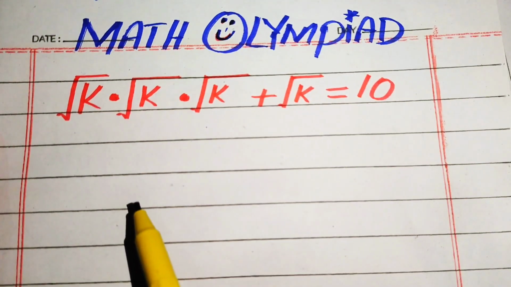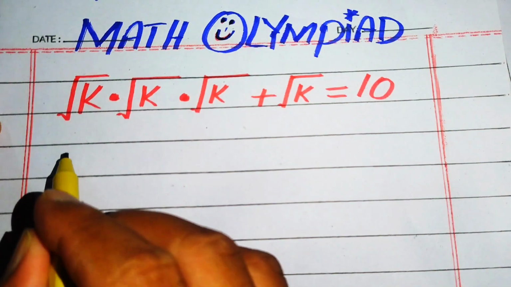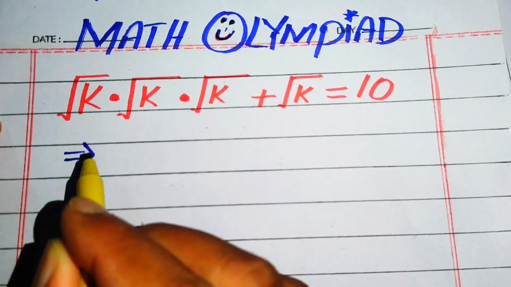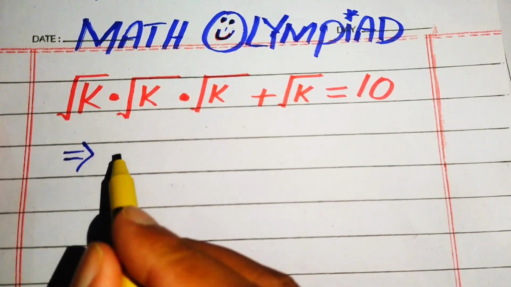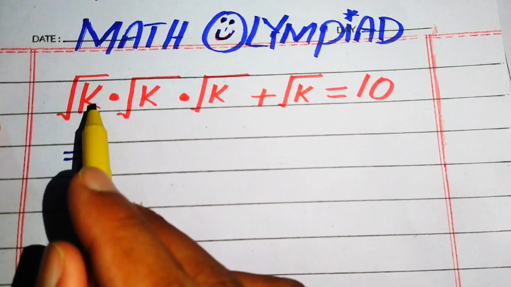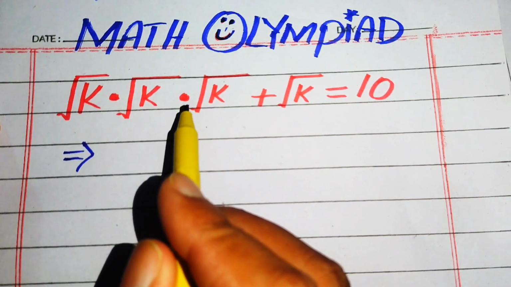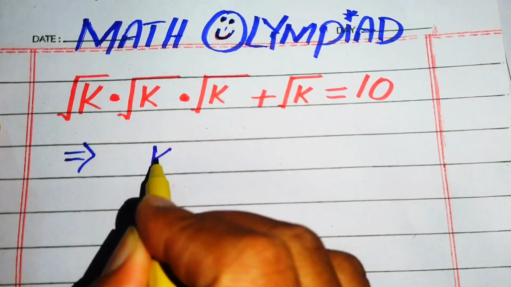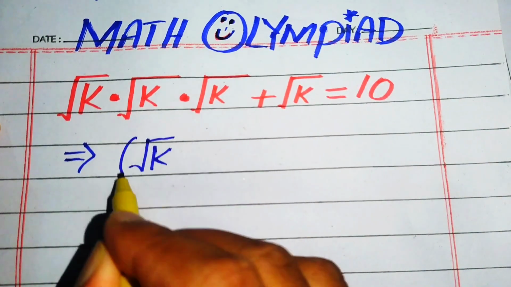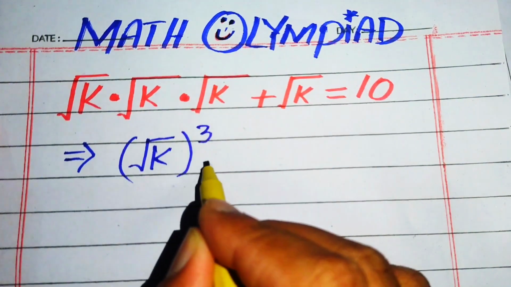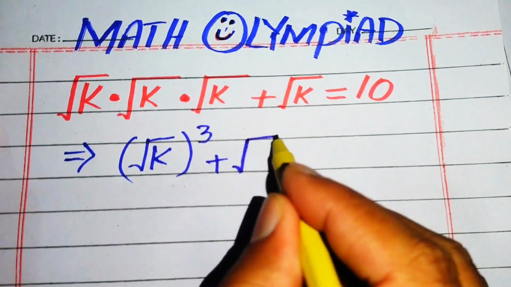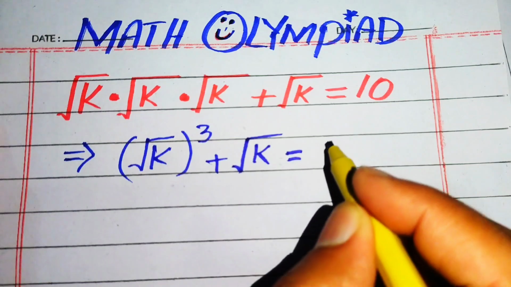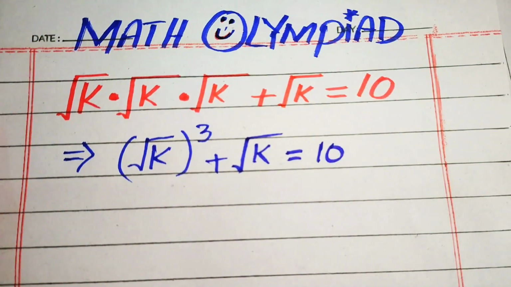So here the very first step we are going to do is first simplify this equation and write it in simplified form, because you see here square root of k is multiplied 3 times, so we write this term in exponent form. So we write it as square root of k whole cubed plus square root of k equals 10.